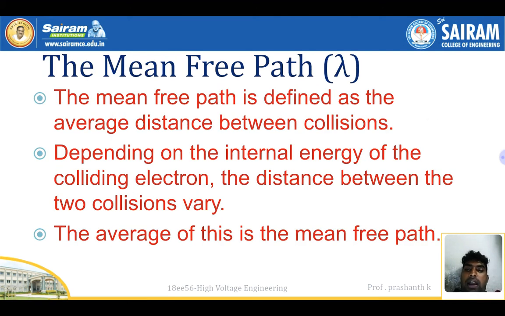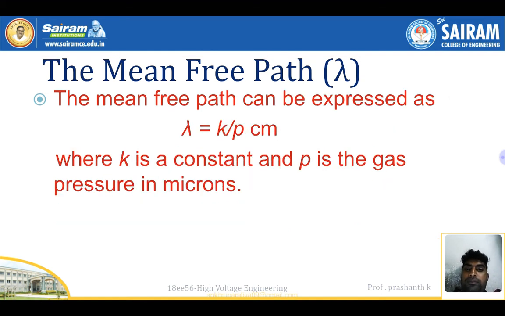The mean free path. The mean free path is defined as the average distance between collisions. Depending upon the internal energy of the colliding electrons, the distance between two collisions varies, and the average of this is the mean free path. The mean free path lambda is equal to k by p in cm, where k is a constant and p is the gas pressure in microns.